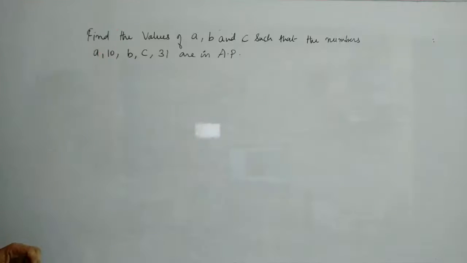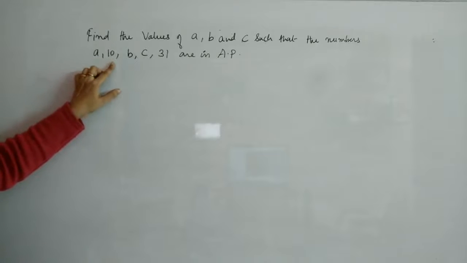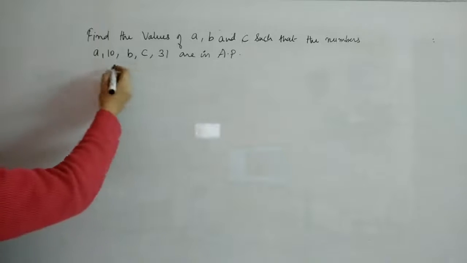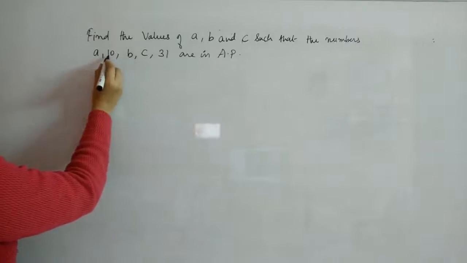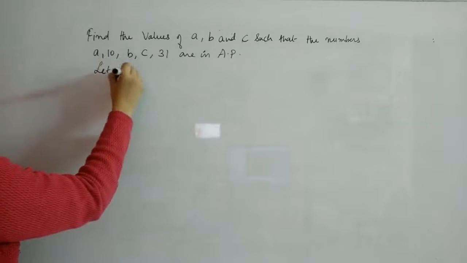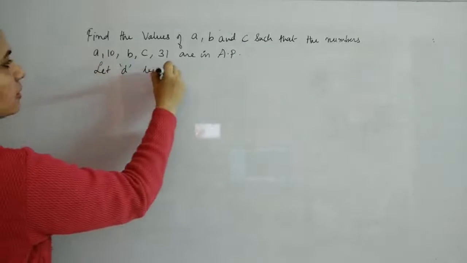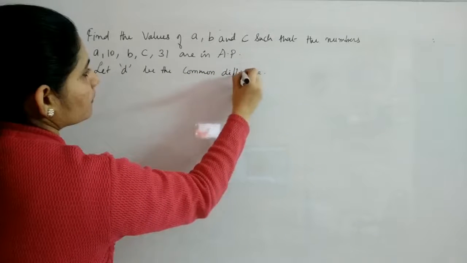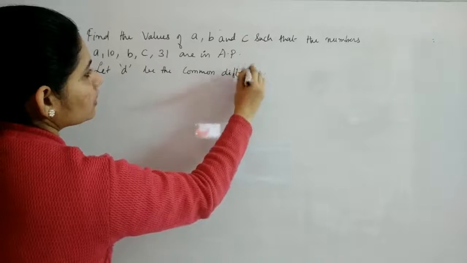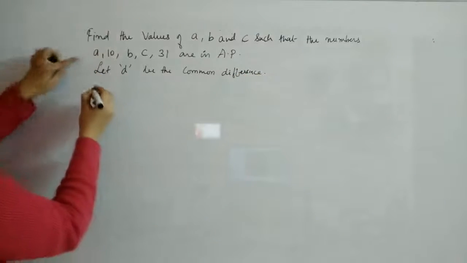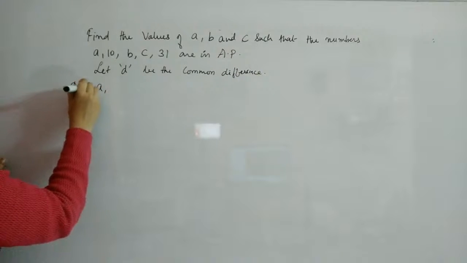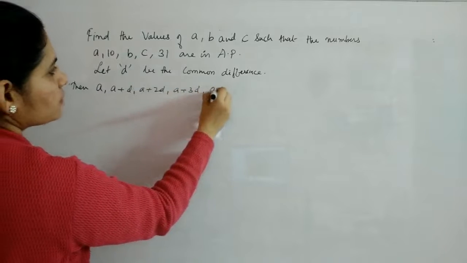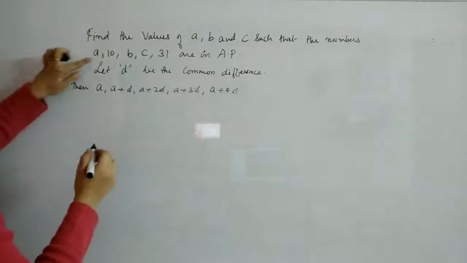Okay. Values of A, B and C such that the numbers A, 10, B, C, 31 are in AP. So how will you do this? Second term means it is A plus D. So we just take the common difference as D. Let D be the common difference. Now since it is in AP, this common difference will help you to find out the next term. How? First term is A, then A plus D, A plus 2D, A plus 3D, A plus 4D. Like this the terms will go 1, 2, 3, 4, 5.